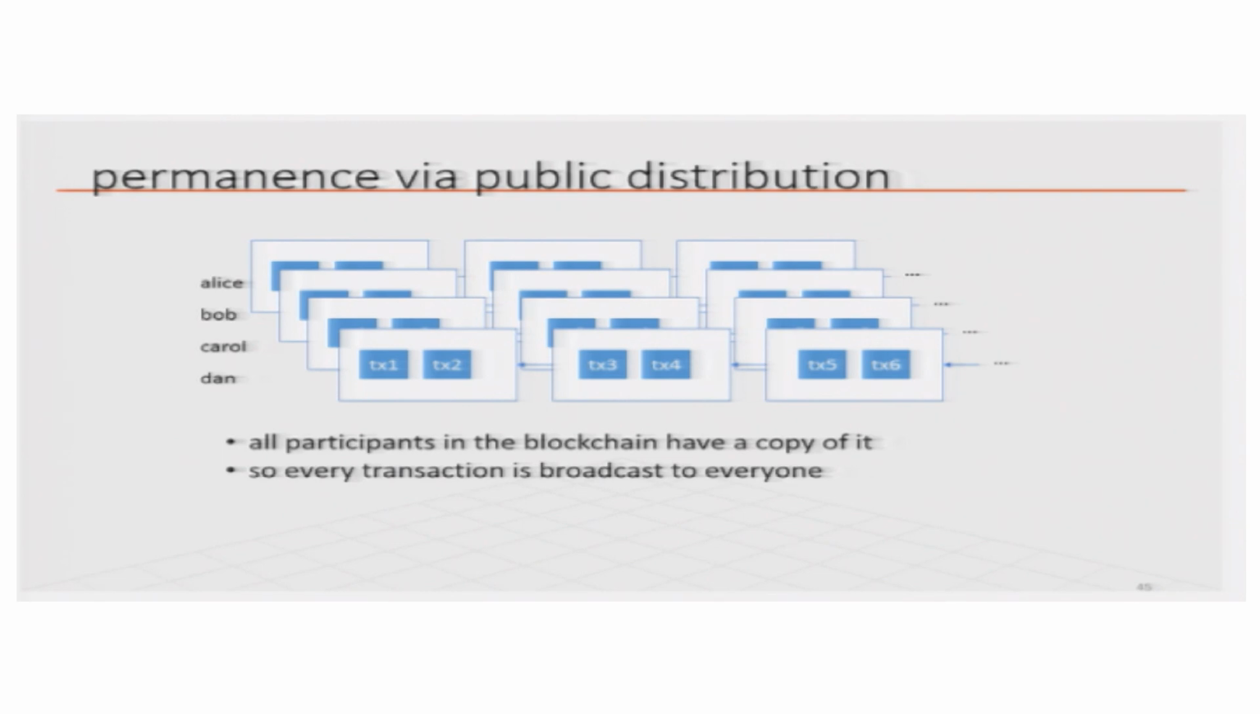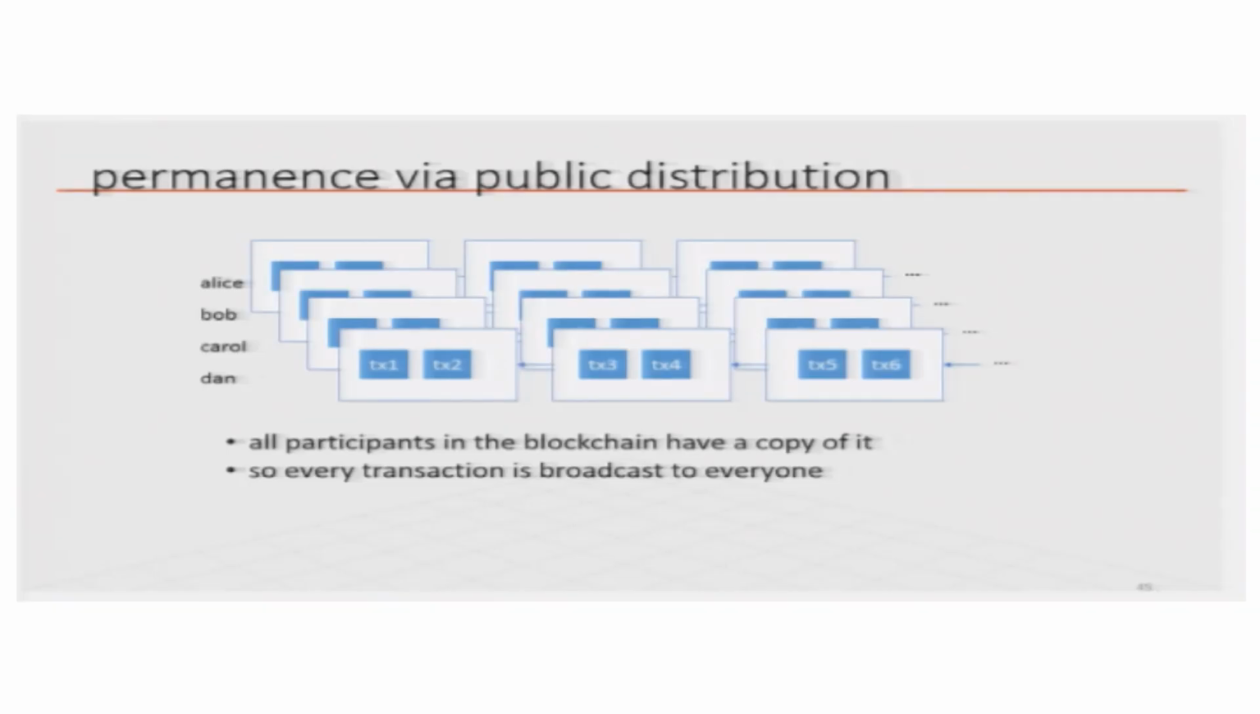Now, they may differ slightly from each other because, as I said before, of network delay and everybody is far from each other. My copy may be slightly behind your copy. I have not gotten the latest block added to my copy yet, but we have an eventual consistency, that eventually everybody will have the same blockchain. So, all participants have a copy of it. So, we have permanence in the sense that if I lose one copy or 3 copies, I still have a lot of copies around. Second is that every transaction is broadcast to everyone, and that is how everybody independently creates the chain, right.